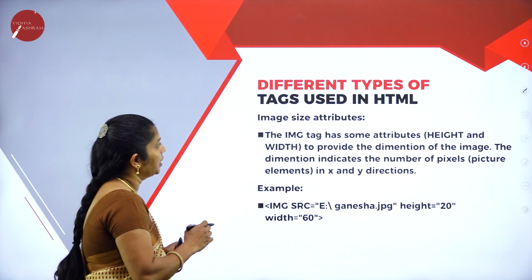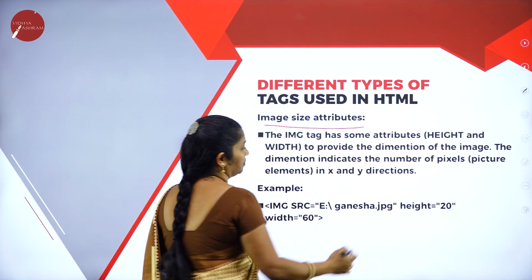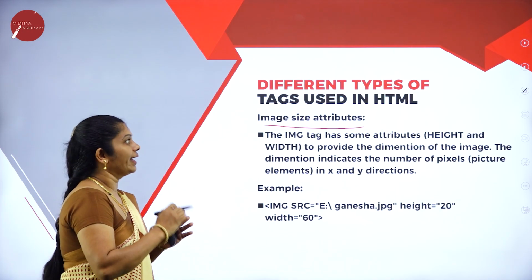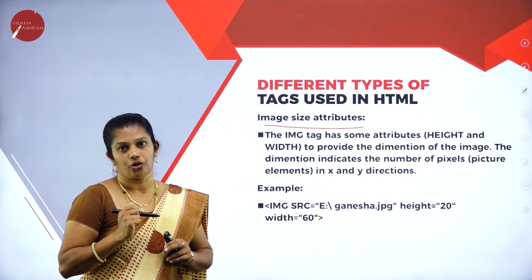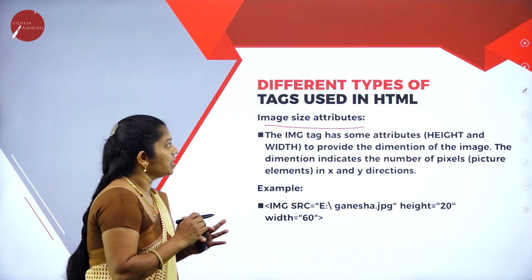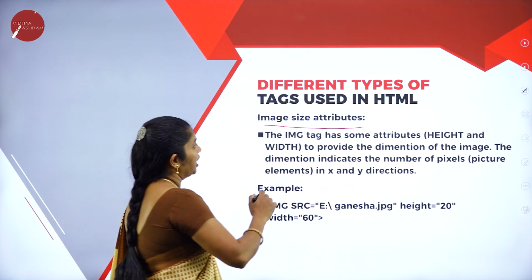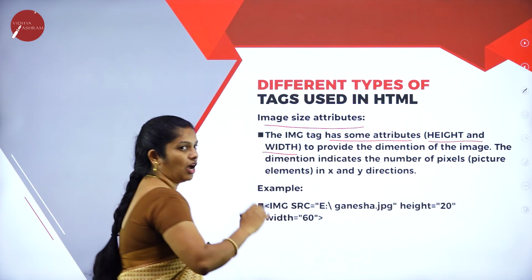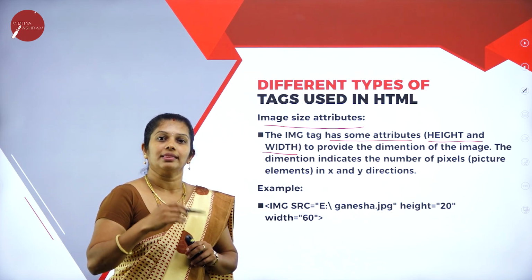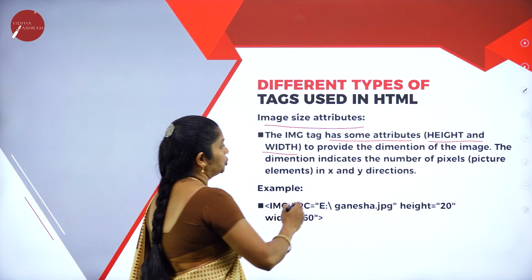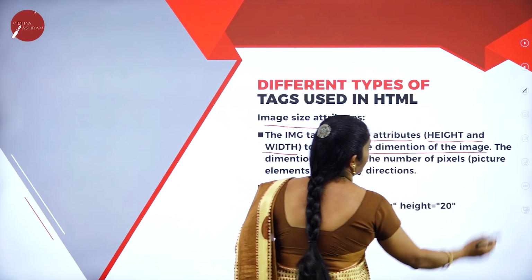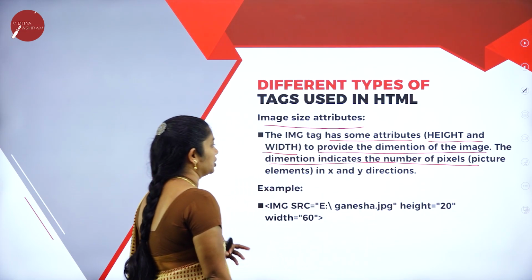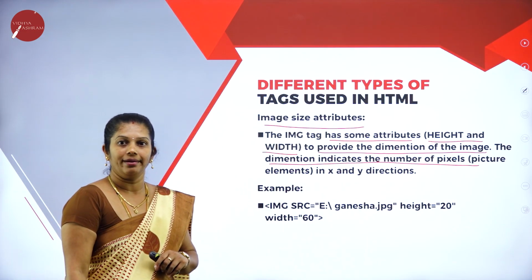Next, we will move on. The next one, image size attribute. That means, in the previous case, we are just inserting the picture. If I want, I can alter the size of your picture also by using image size attributes. Image tag has some attributes like height and width. How much height as well as how much width you want, that also you can give here. To provide the dimension of the image. The dimension indicates the number of pixels, that is picture elements in X as well as Y direction.